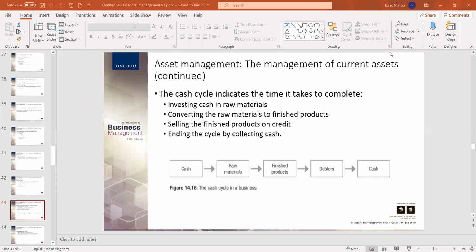Now, in business we have what you call the cash cycle, how cash evolves, and it involves a whole lot of processes. In the first stage you invest your cash in raw materials, and after that you convert the raw materials to finished products. Once you convert them into finished products, you sell them on credit. Then you end the cycle by collecting the cash back. This is how the cycle continues; the cash cycle is a continuous process.